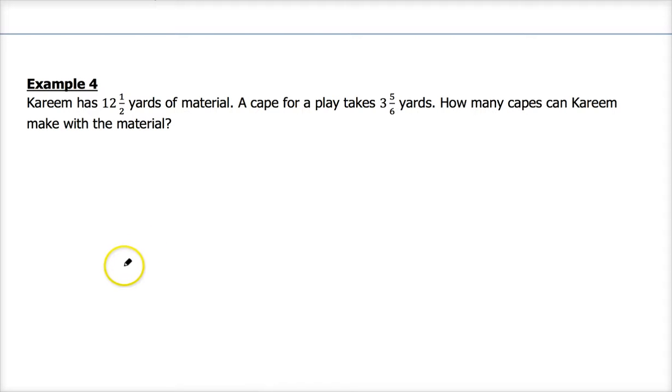Just like we did in the last video, let's practice solving this problem by making our numbers a little bit simpler to figure out what operation and what order we need to apply that operation with our numbers. So we have 12.5 yards of material here. This is the bigger number. Let's make this, let's say, 20. Remember, you can make it any number you want, but we want to make it a nice, easy number. And a cape for a play takes 3 and 5/6 yards. Let's say it takes 4 yards.